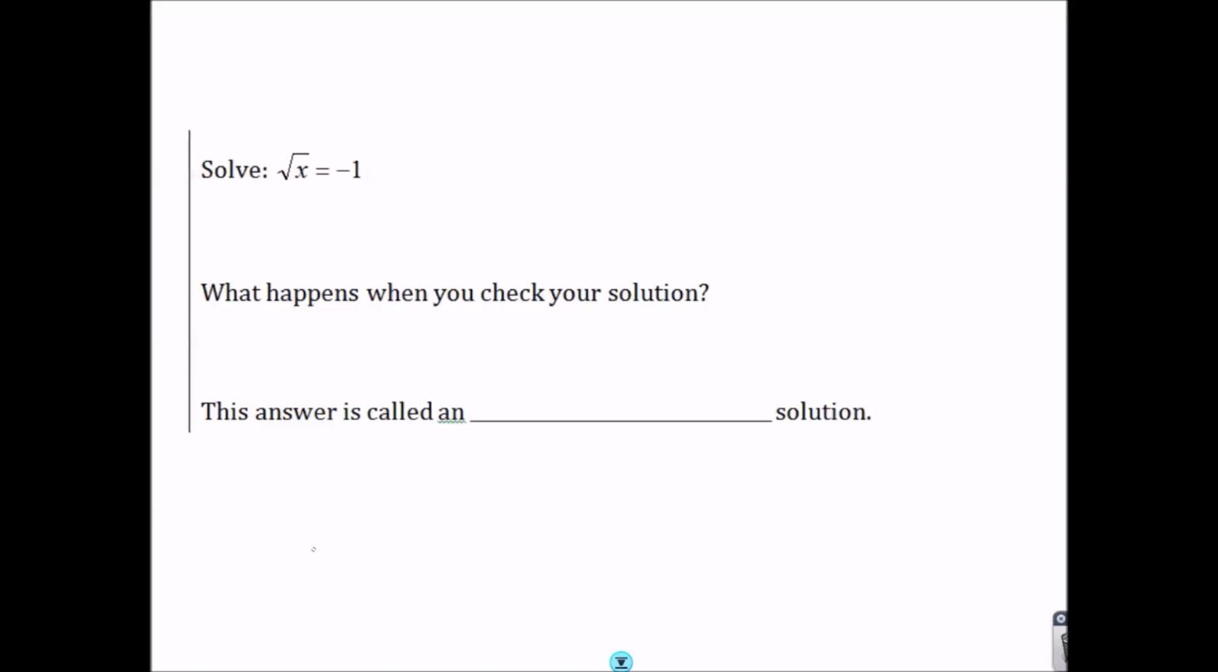If I look at this equation, square root of x equals negative 1, and I square both sides, I end up with x equals 1. But if I plug that back in, the square root of 1 is 1, not negative 1. So when you check your solution, it doesn't work. This is called an extraneous solution. You should remember this word from earlier in the year.